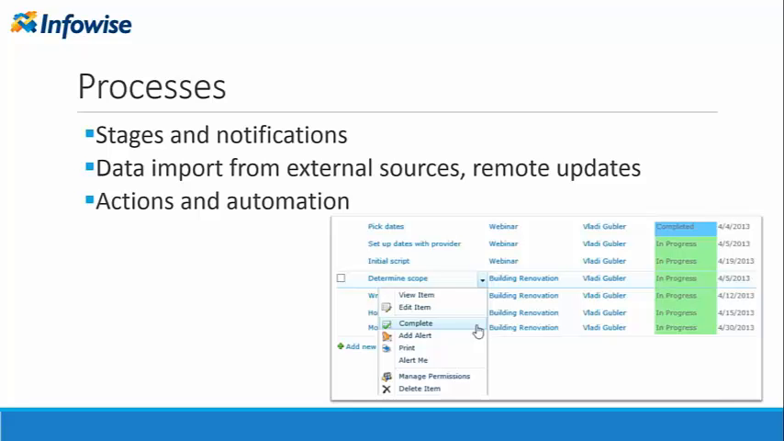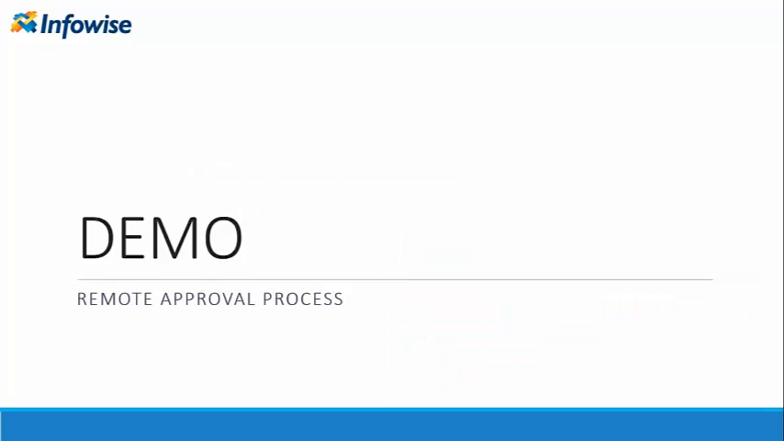And the most important thing here maybe is the actions, which allow us to automate what's going on in our SharePoint. We have the ability to create 14 different action types, from creating or updating list items, managing permissions, creating sites, creating lists, running workflows, calling external web services or stored procedures, and so on. And you can add those actions easily, again, using just the browser. So our next demo would be a remote approval process.